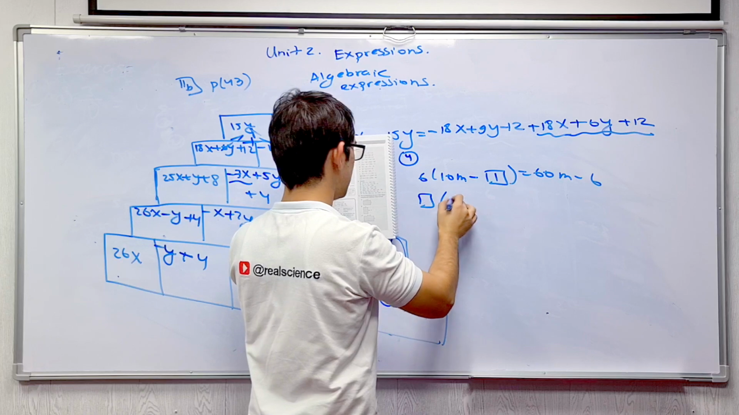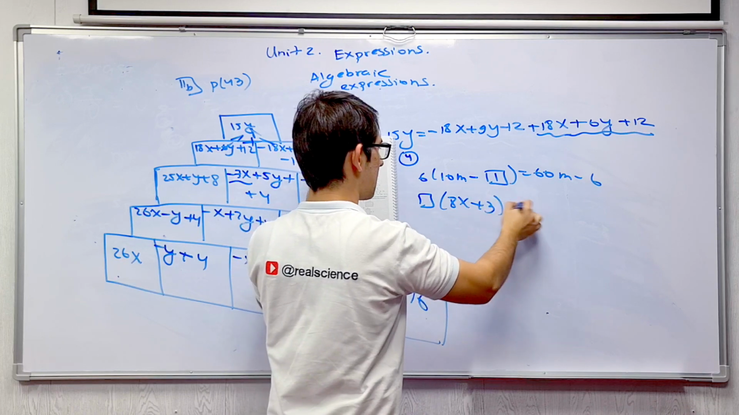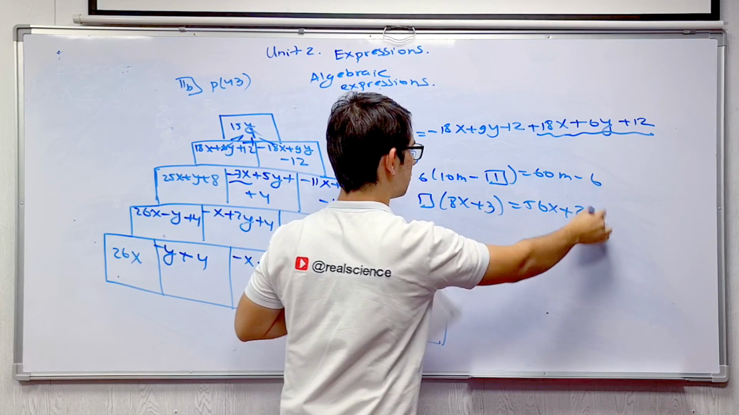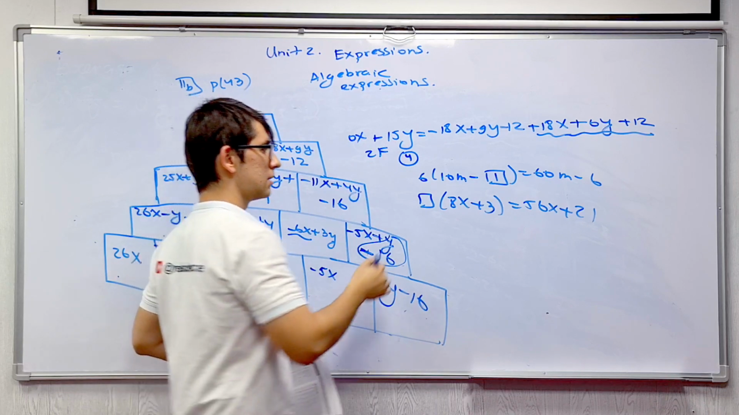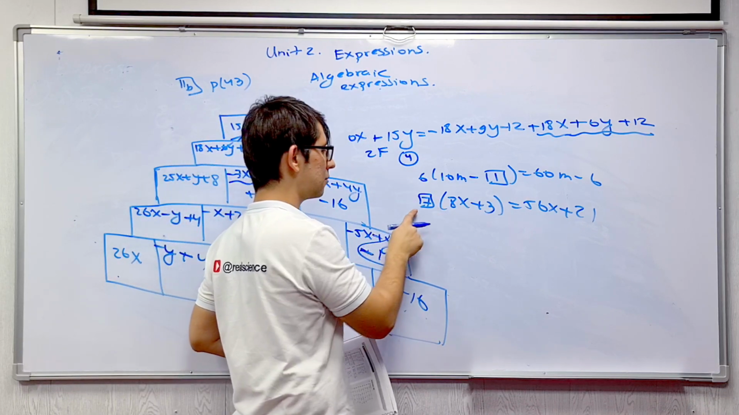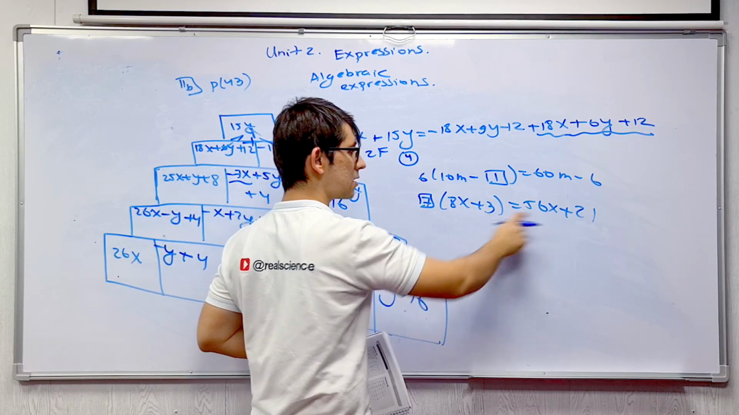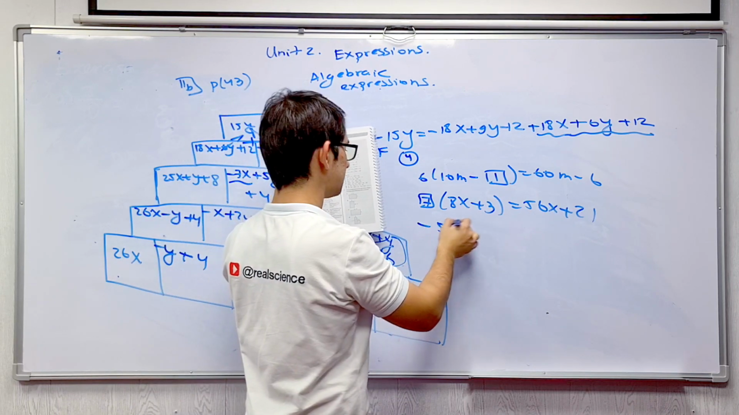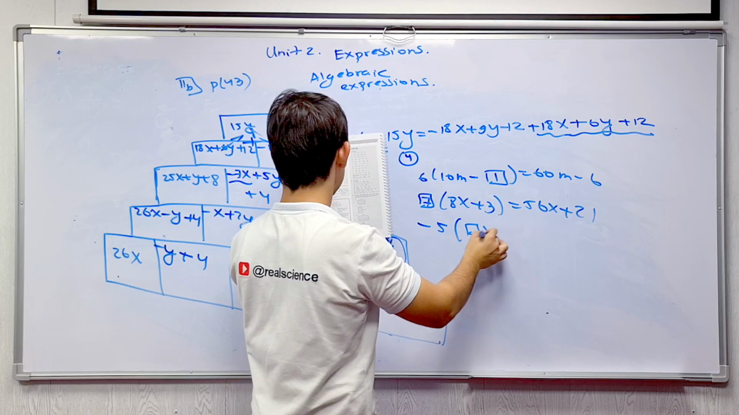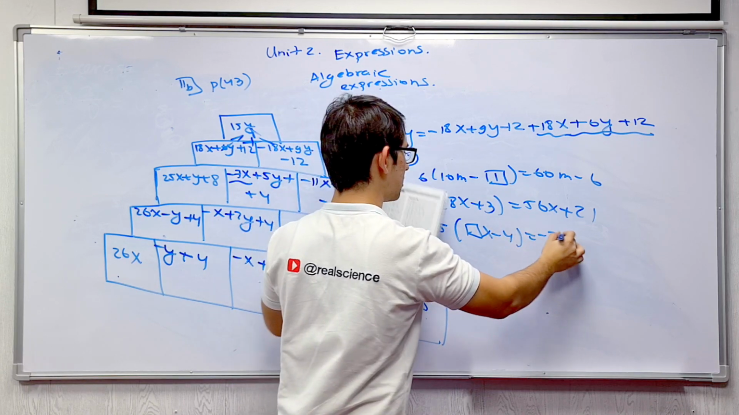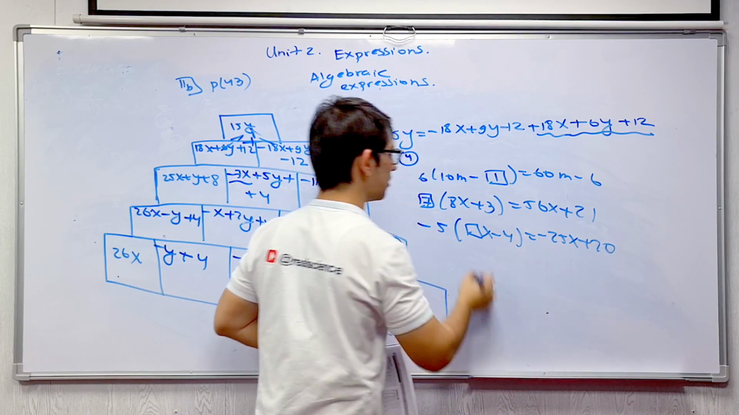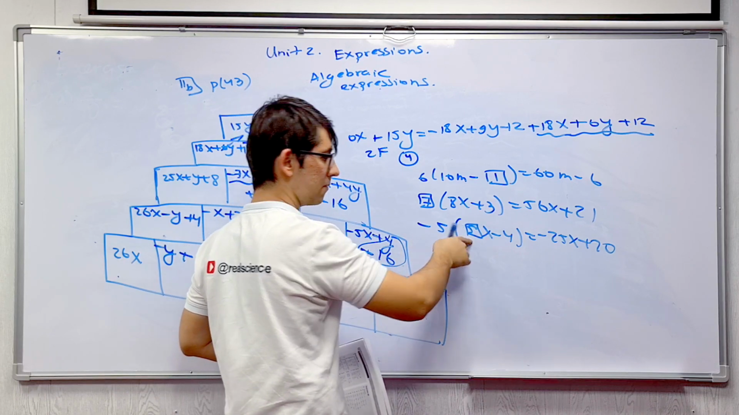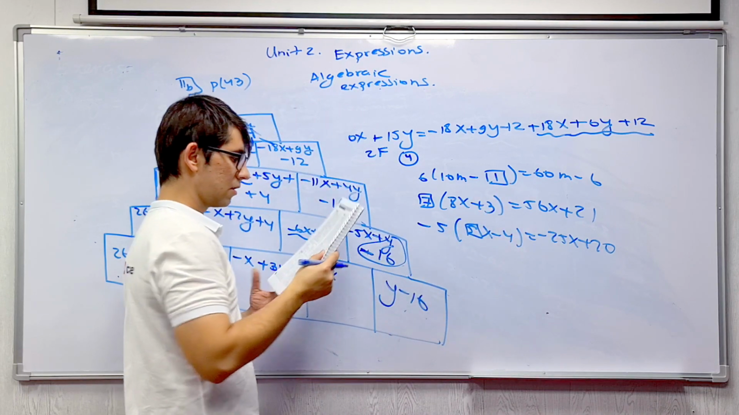Some number times 8x plus 3 equals 56x plus 21. 7, right? 7 multiplied by 8 is 56. 7 multiplied by 3 is 21. So minus 5, some coefficient of x, minus 4 equals minus 25x plus 25. 5 multiplied by minus 5? Minus 25. Okay.